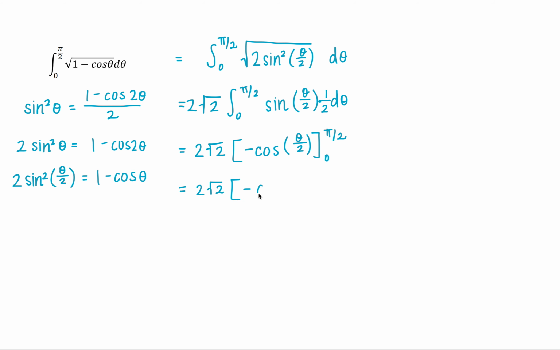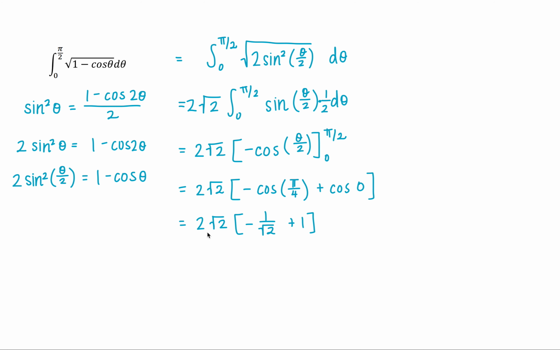So we have negative cosine of pi over 2 over 2, so that'd be pi over 4. Then minus the negative cosine, so plus the cosine of 0 over 2, which is cosine of 0. The cosine of pi over 4 is 1 over the square root of 2, and cosine of 0 is 1.